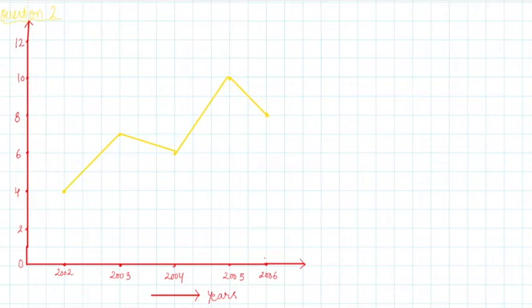Question number 2 is, the following line graph. This is a graph shown here, a line graph showing the yearly sales figure for a manufacturing company. So on the y-axis the sales is given in crores and on the x-axis the years. So this is your x-axis and the vertical axis is your y-axis. So these are the years given and on the y-axis the sales has been given.